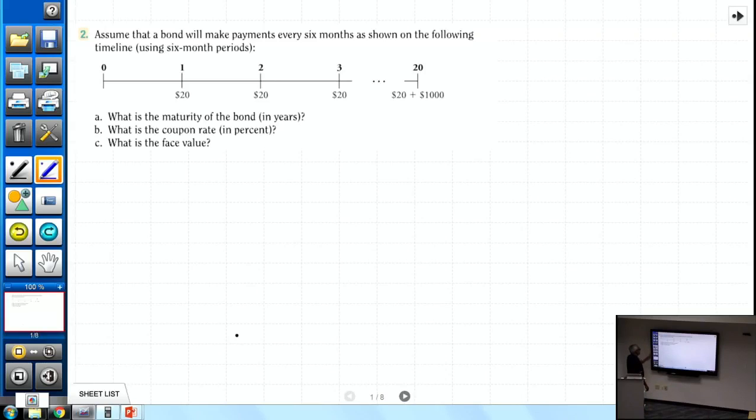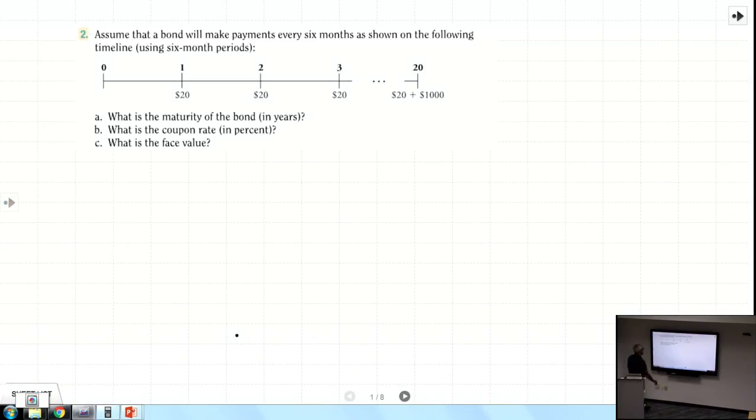So this is a typical bond contract cash flow. You have periodic payments, what we call the coupon payments, which is a percentage of the par value. And then at the end of the bond's life, you have both the coupon payment as well as the face value or the principal of the bond being repaid. So in this question, what is the maturity of the bond? It's 20 years.